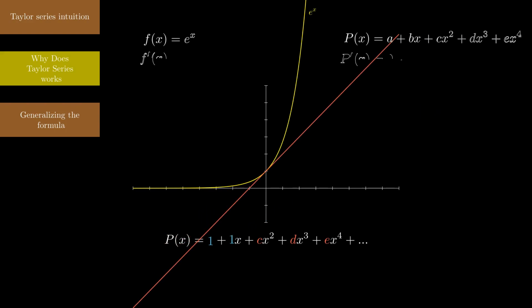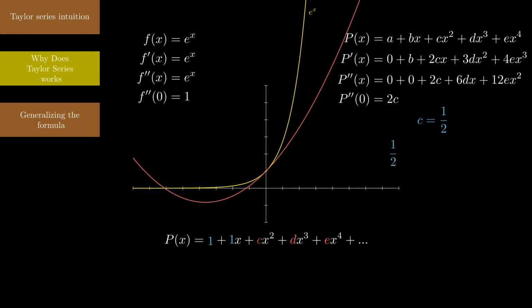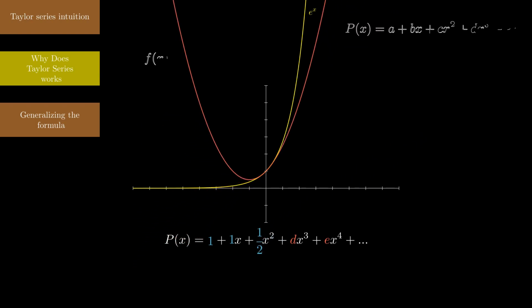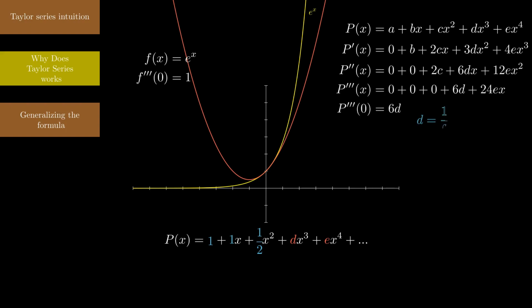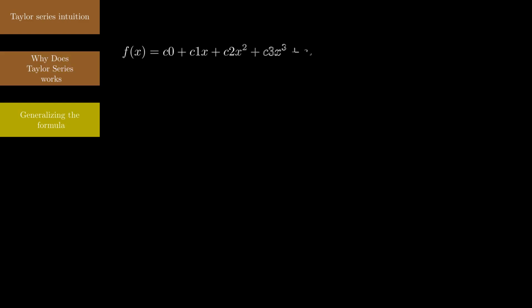Moving forward, we calculate the second derivative of both the function and the polynomial, ensuring that we maintain the same concavity. This leads us to determine that c equals 1/2. Continuing this process and computing higher degree derivatives allows us to obtain more coefficients, leading to a more accurate approximation as we include more terms. Up to this point, we've observed the effectiveness of our approach, where the polynomial approximation closely follows the function as we introduce higher-order terms into the polynomial.